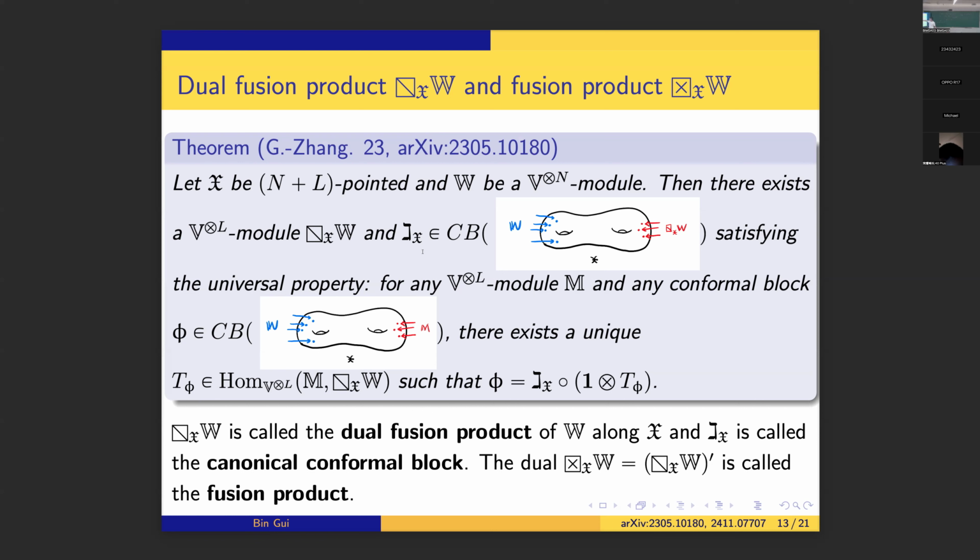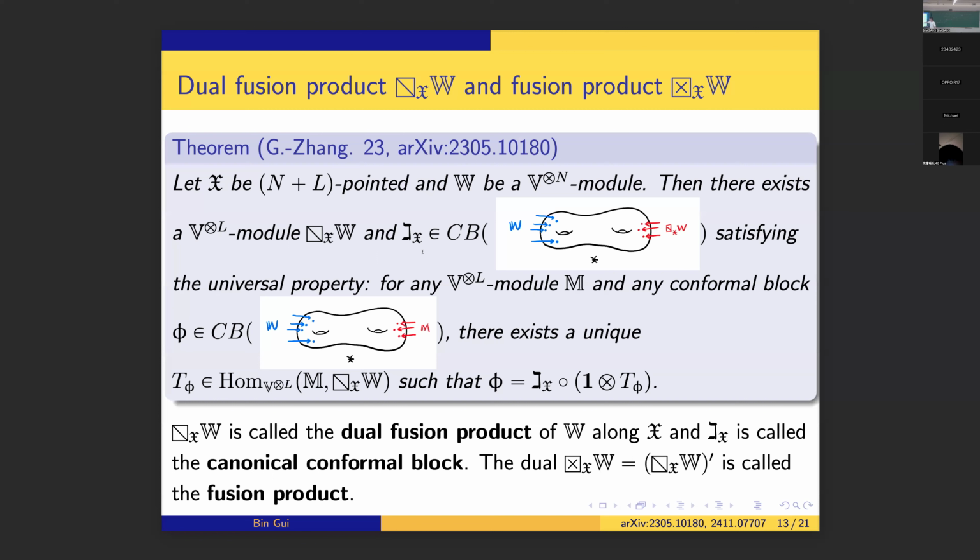For the left-hand side, I fix a V-tensor-N module. Suppose that there are N marked points on the left-hand side, and on the right-hand side it is indeterminate, so I just leave this blank. I just fix the module W on the left-hand side. You think of the input as W, and there is the output. On the right-hand side, you could put some module.